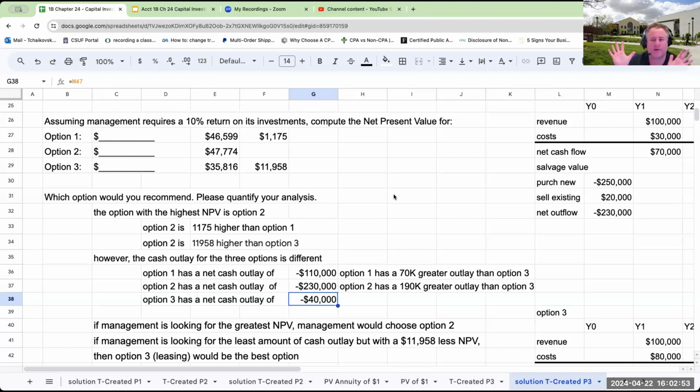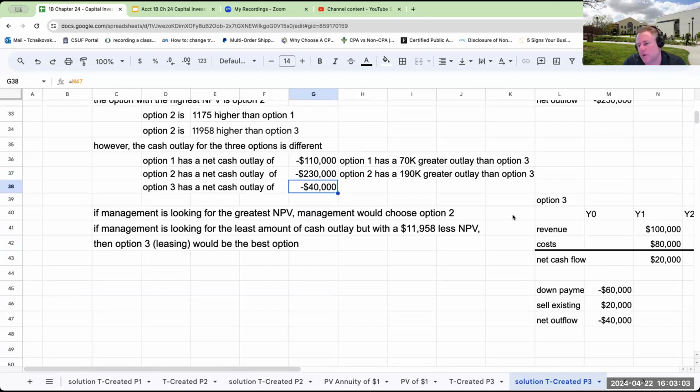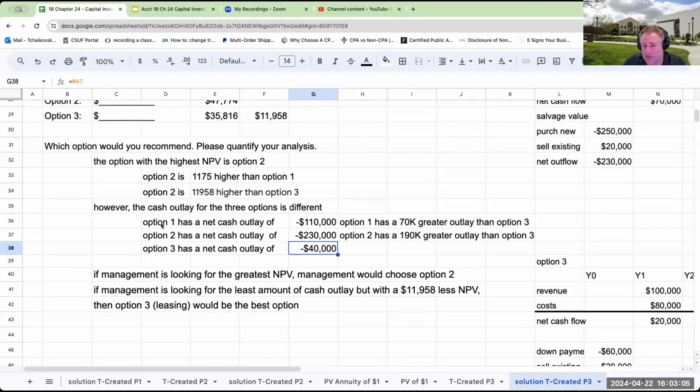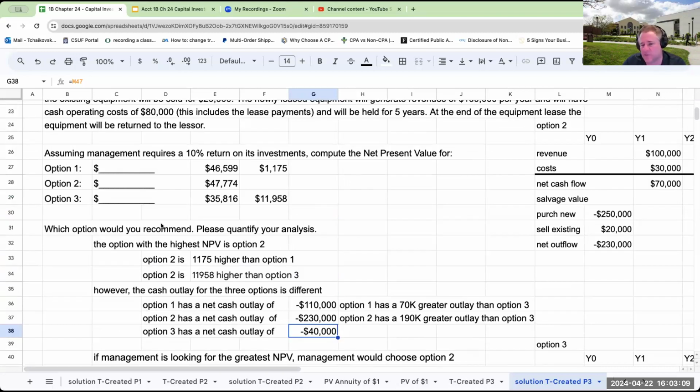Now, for us as managerial accountants, we want to compute the numbers and let the numbers do the talking, but we do want to take into consideration these nuances, one of them being how much cash am I going to have to put up front for this particular investment?